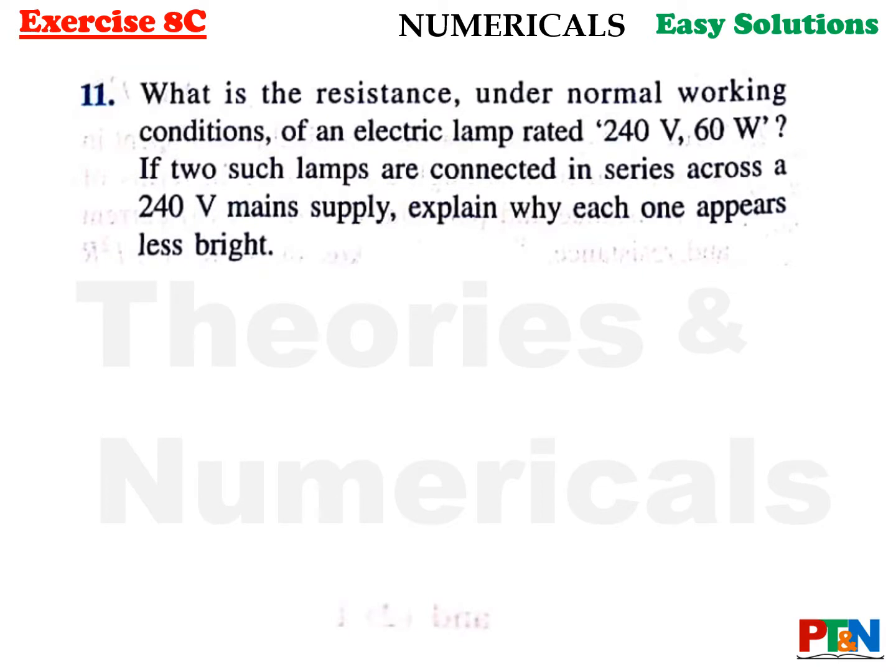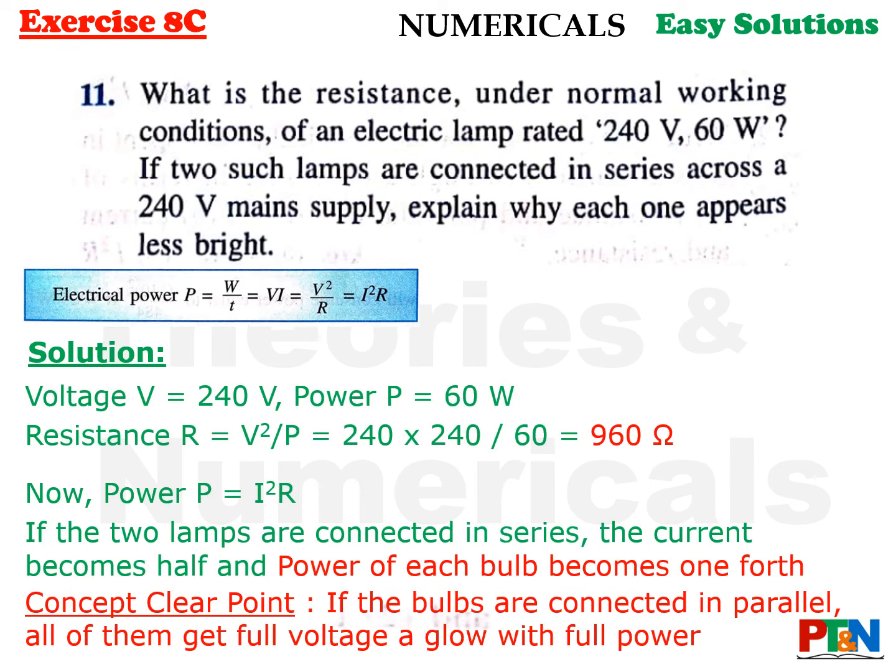Next one. What is the resistance under normal working condition of an electric lamp rated 240 volt 60 watt? If two such lamps are connected in series across 240 volt mains, then explain why each one appears less bright. Let's look at the solution. Again, simple calculation using the formula. You can find out the resistance as V square by P, that is 240 into 240 by 60, that is 960 ohm is the resistance of each bulb.